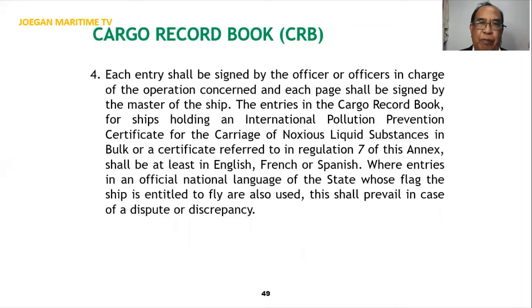Number 4, every entry shall be signed by the officer in charge of the operations concerned, and each page shall be signed by the master of the ship.